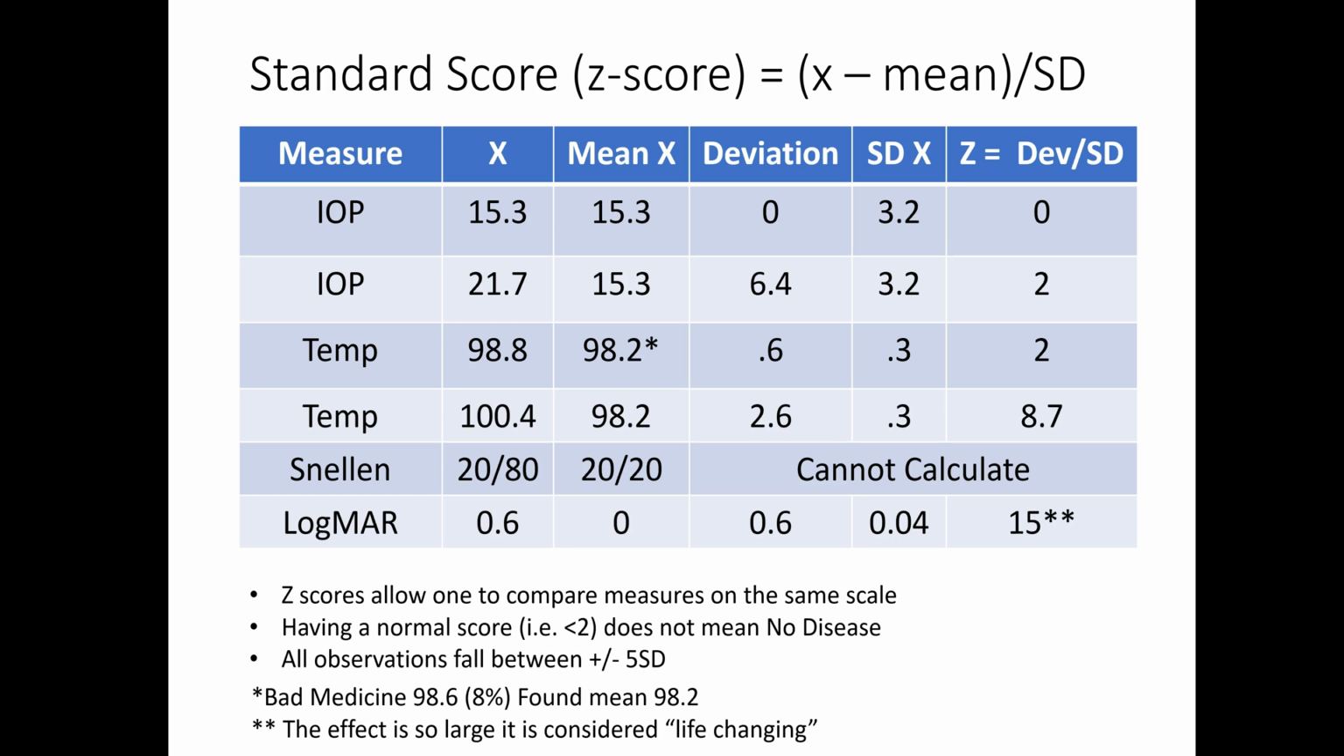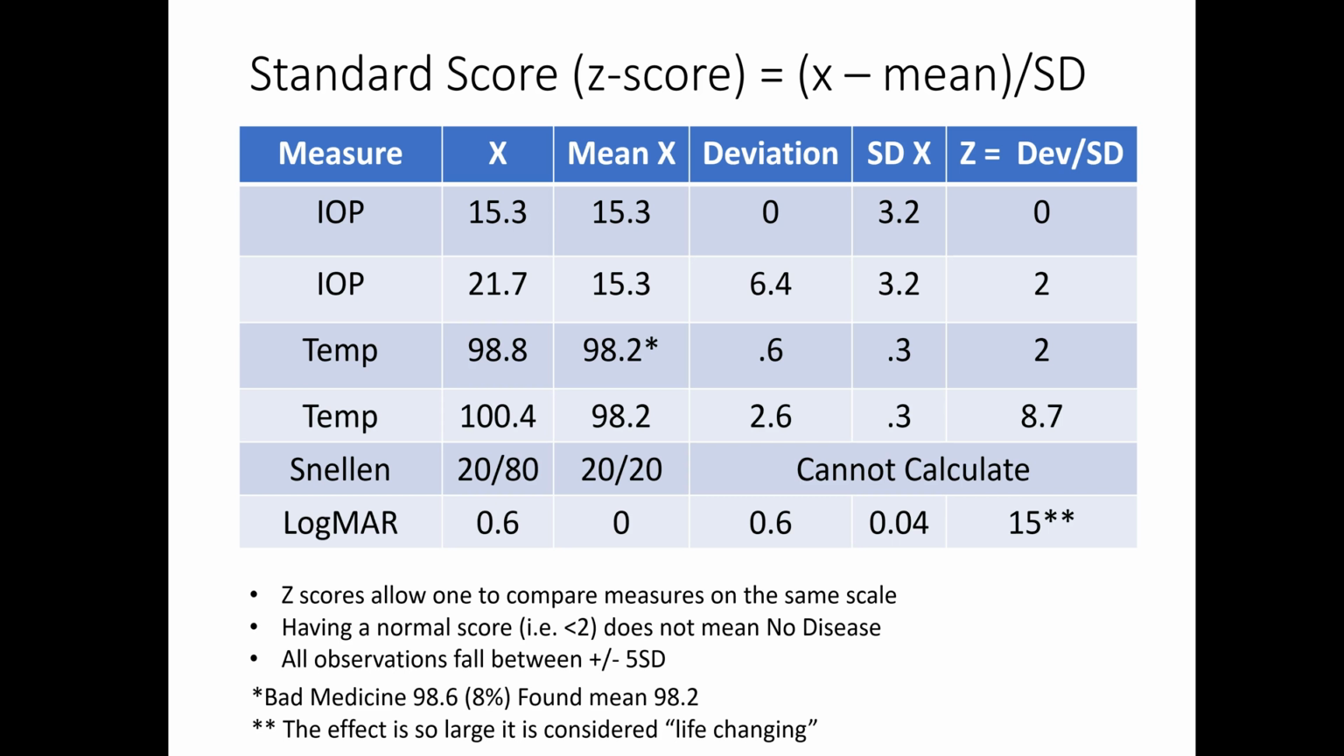Instead, you convert the values to logMAR, the log of the minimum angle of resolution. If you haven't covered that yet, you will. Zero is somebody who has 20/20. The logMAR of that is 0, because 20 divided by 20 is 1, and the log of 1 is 0. If a person is 20/80, that's a logMAR of 0.6.